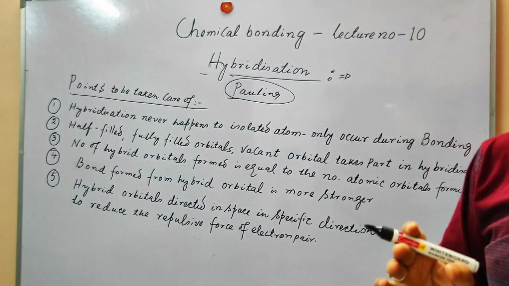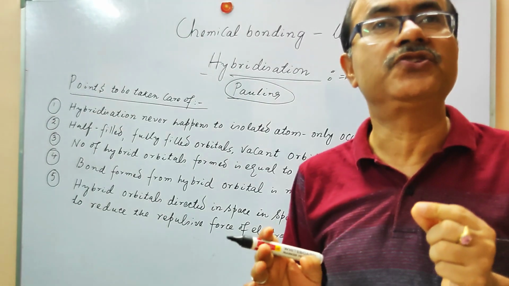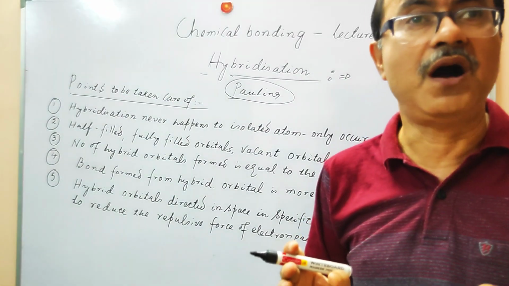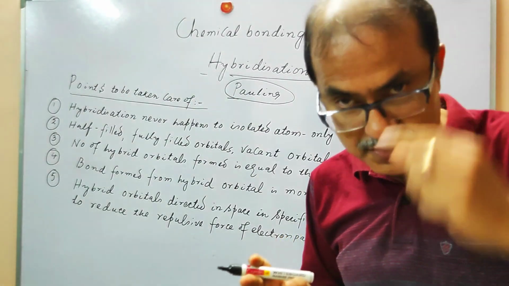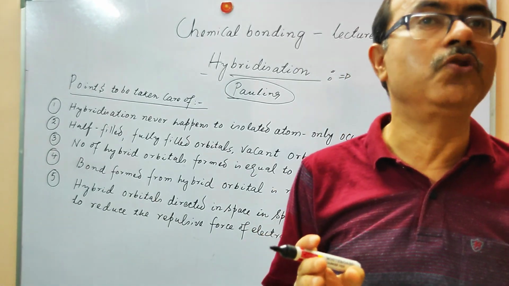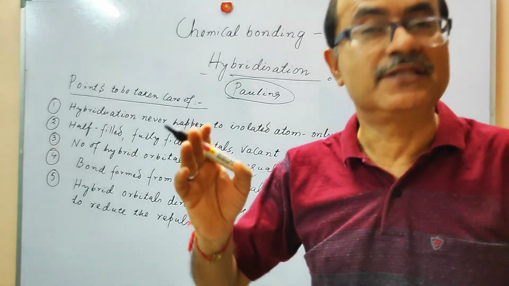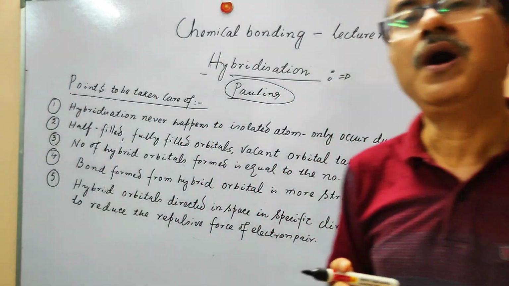Okay, now we are going to understand the types of hybridization and the shape of the molecules. How can we say from this hybridization that this shape of the molecule will be there? Only if you know the hybridization, from this we will be able to say the shape of the molecule. That we are going to understand now.